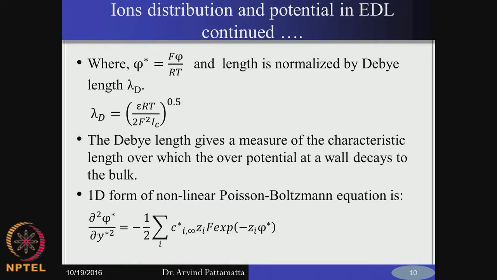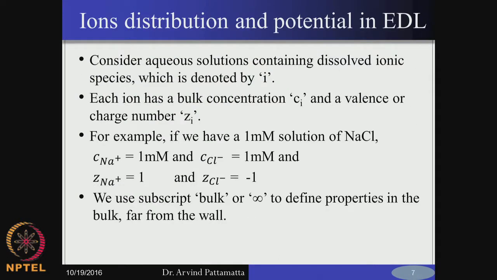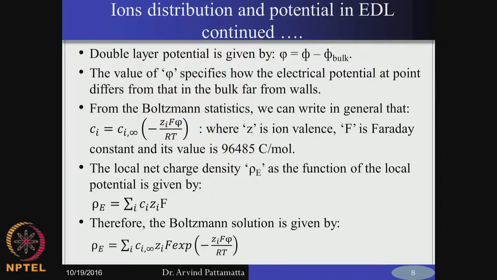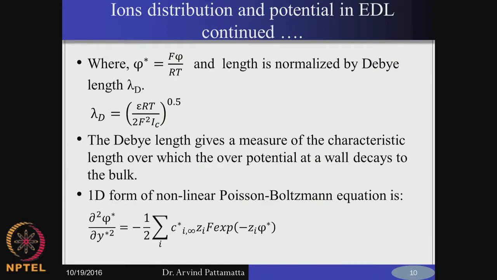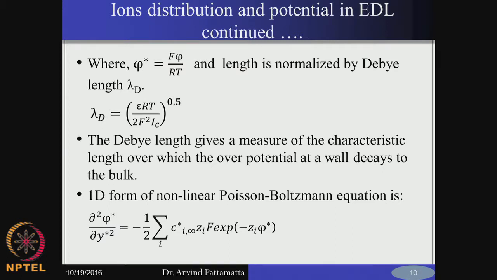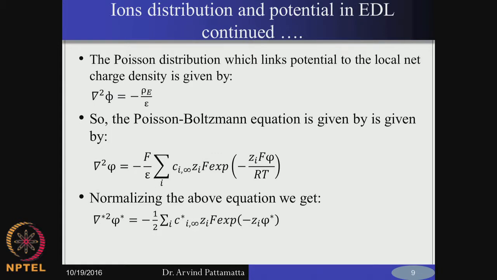The Debye length gives a measure of the characteristic length over which the overpotential at the wall decays to the bulk, a very simple definition. The overpotential is basically phi minus phi bulk. From the wall, it takes a distance of lambda D, the Debye length, to decay to the bulk value, so the overpotential should become 0 from the wall potential. This distance is given approximately by an empirical correlation from scaling arguments. You can use this expression to approximately calculate the order of magnitude of the Debye length, and most often it turns out to be of the order of 10 nanometers or so. So, if you non-dimensionalize the Poisson-Boltzmann equation using a non-dimensional electrostatic potential and the Debye length, you write it in terms of non-dimensional numbers.